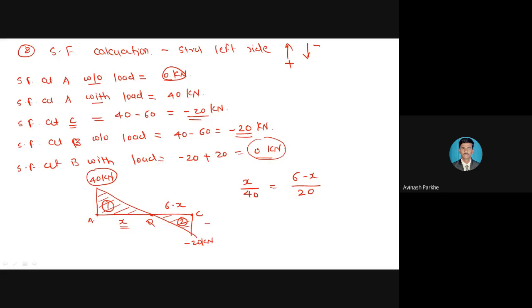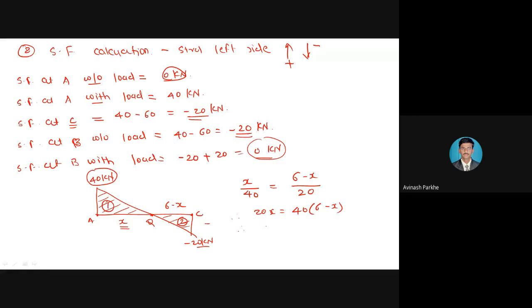That is, the distance upon the magnitude of the first triangle is equal to the distance 6 minus X divided by its magnitude. Don't take the negative sign of the minus 20 kilonewton. You have to take this 20 kilonewton as it is. If I do the cross multiplication of both, what will come? 20x is equal to 40 in bracket 6 minus x.